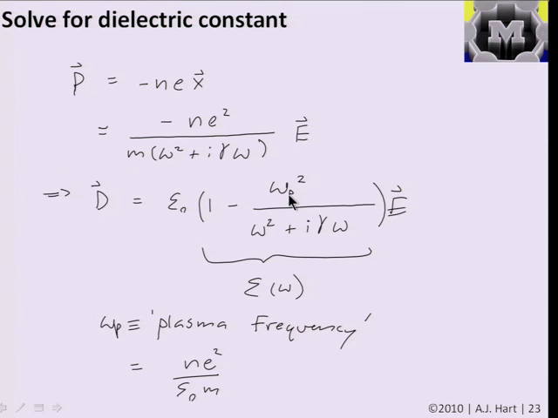So you'll see this tabulated for different metals. And it's given by this collection of terms: the number of electrons per unit volume, the electron charge squared, and the permittivity of vacuum, and the mass of the electron. So that plasma frequency kind of gives a scale for this resonance effect.